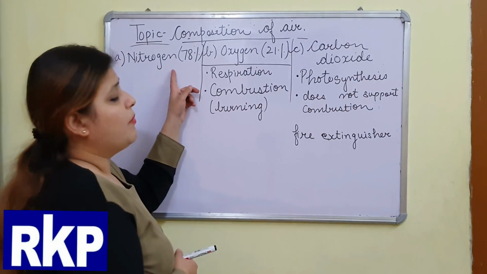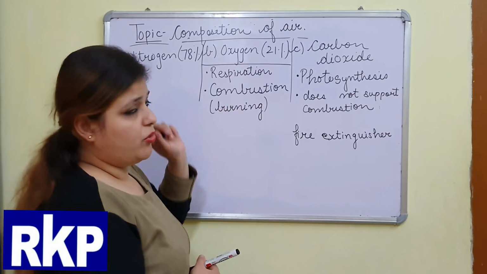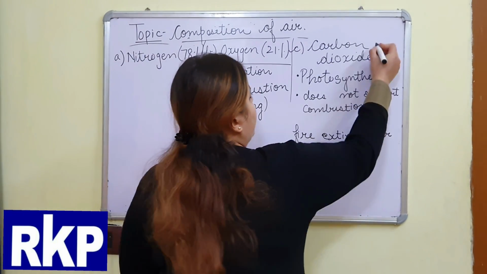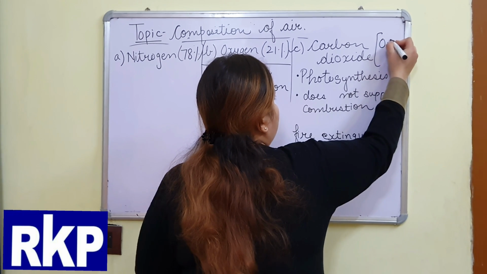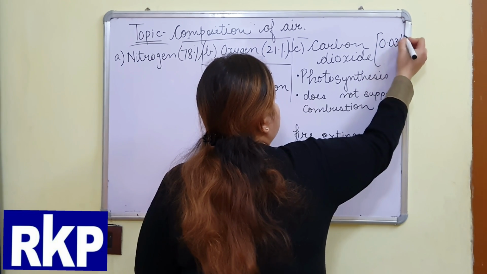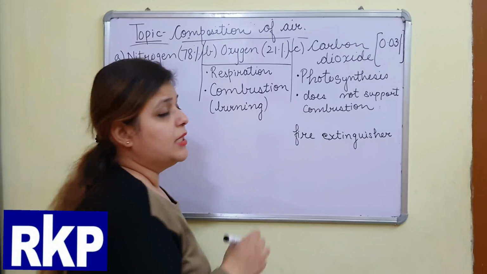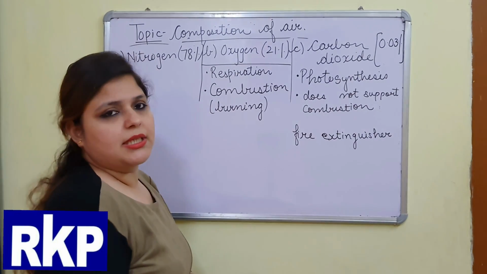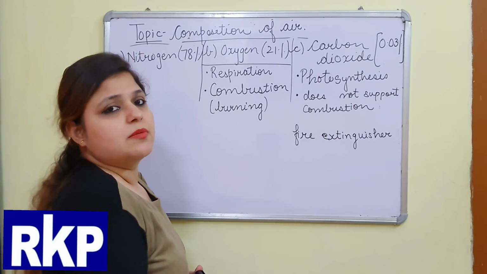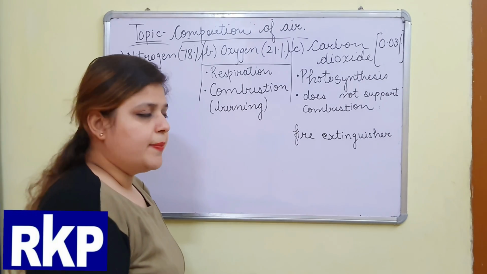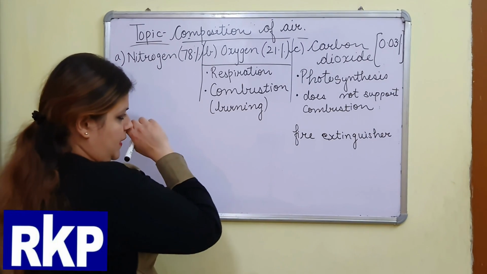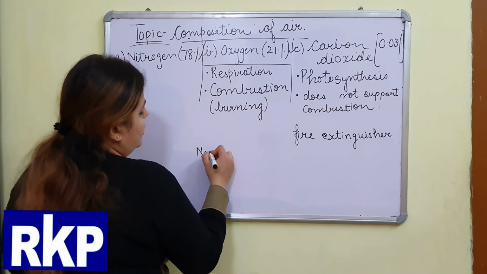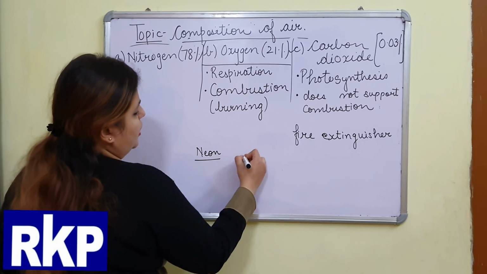I have told you the amount of nitrogen, I have told you the amount of oxygen, and the amount of carbon dioxide gas which is present around us is 0.03%. 0.03% of carbon dioxide gas is present around us. Clear? Next, some of these gases, neon and argon.